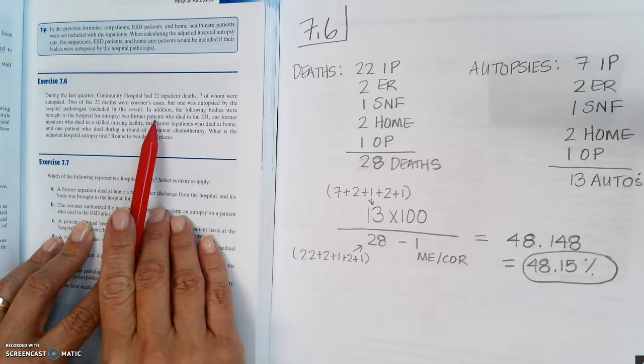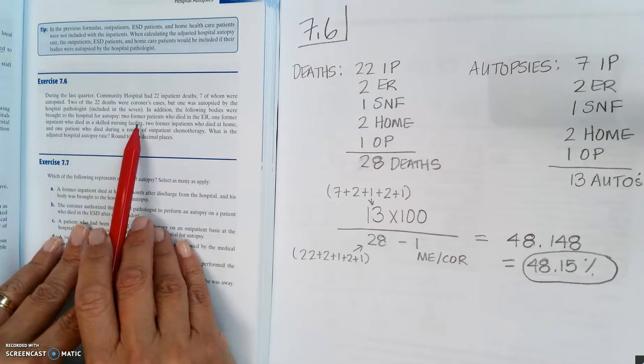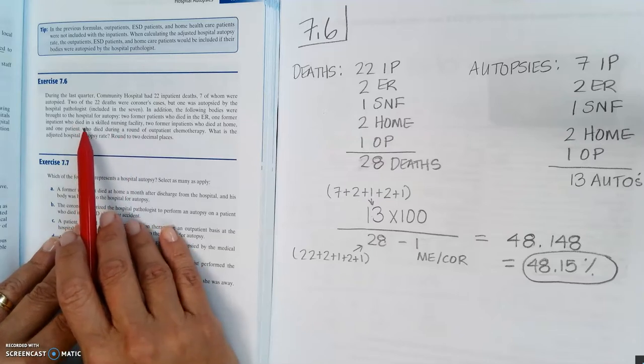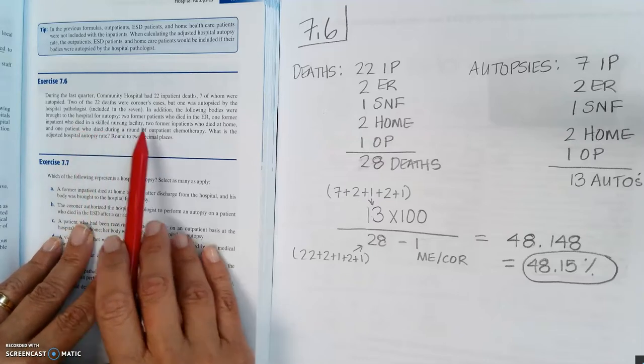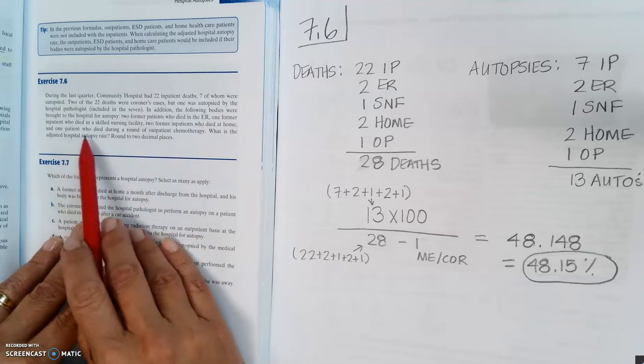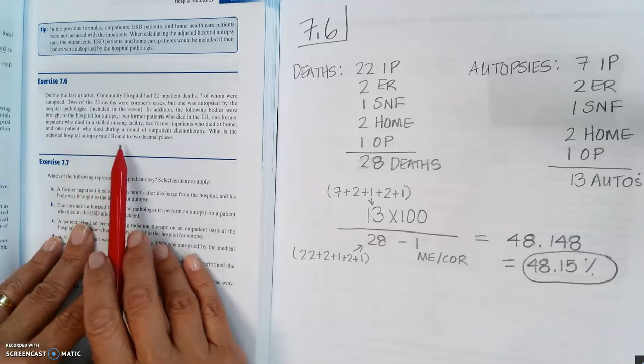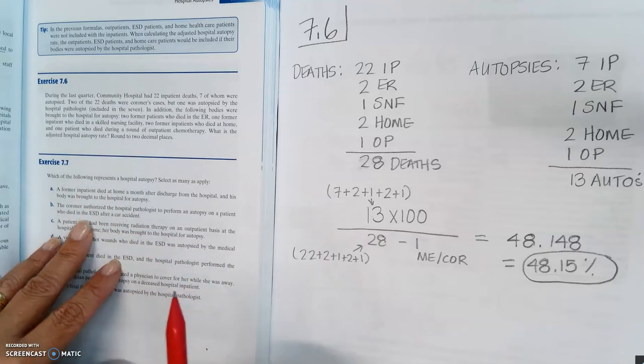In addition, the following bodies were brought to the hospital for autopsy: 2 former inpatients who died in the ER, 1 former inpatient who died in a skilled nursing facility, 2 former inpatients who died at home, 1 patient who died during a round of outpatient chemo. What is the adjusted rate? And they want you to round it to 2 decimal places.